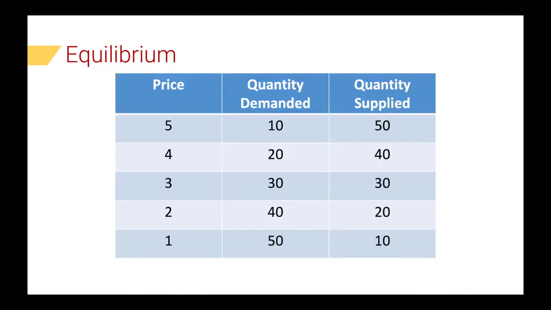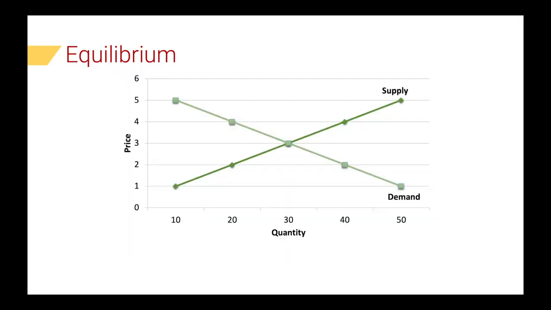This is a table like you will be working with in Project 1. Here we have the price, the quantity demanded, and the quantity supplied. To find the equilibrium, you have to find where supply equals demand. This is the same information, but on a graph. And again, the intersection is the equilibrium.